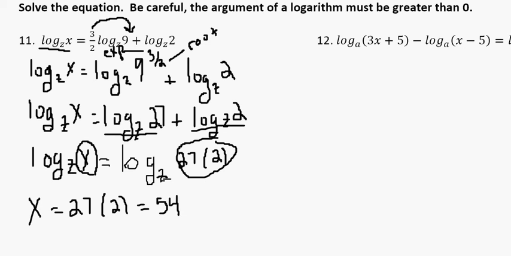And then, like I said, double check. Go back to your original problem and see where your x's are. As long as your answer does not make that argument negative, your answer will be good. So if 54 does not make that argument negative, then I can keep my answer. So x equals 54.